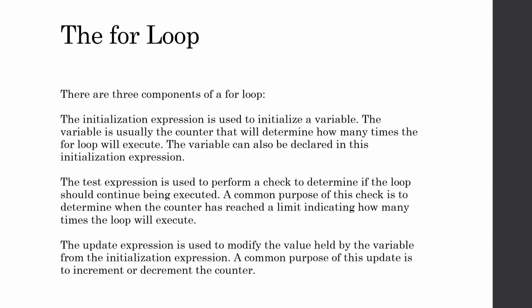The next thing that we're going to see is the test expression, which is used to perform our check to determine if the loop should continue being executed. A common purpose of this check is to determine when the counter has reached a limit, indicating how many times the loop will execute. That's just like our Boolean expression, our condition that we used in our while loops, or like what we see at the end of a do while loop. And then finally we have the update expression, which is used to modify the value held by the variable from the initialization expression. A common purpose of this is to increment or decrement that counter.